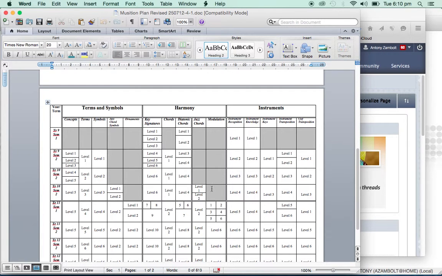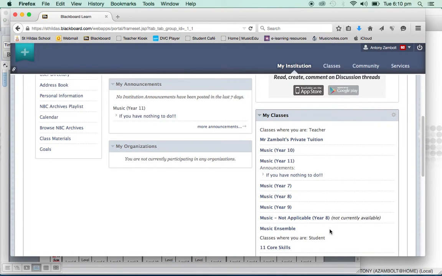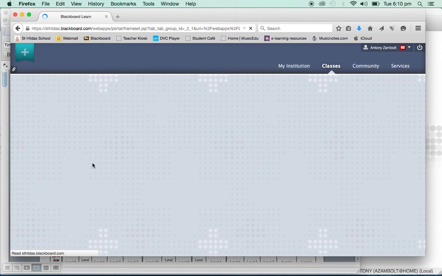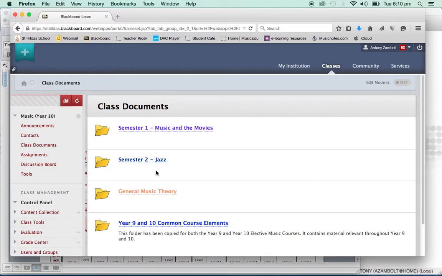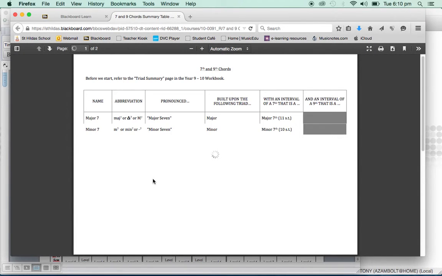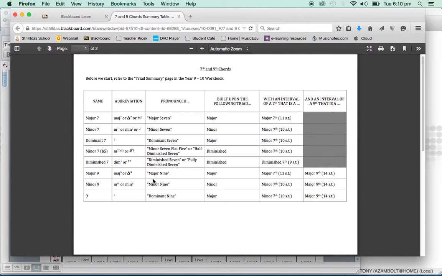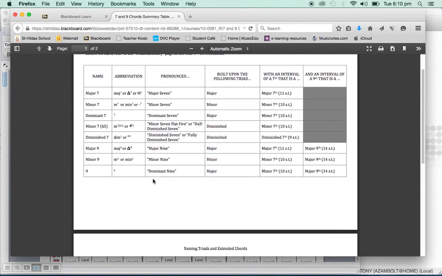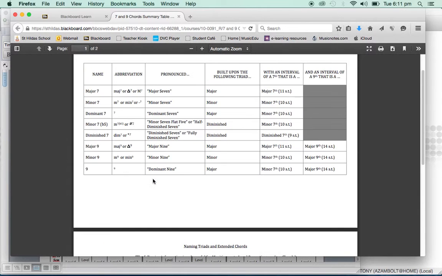Jazz chords level 2. Okay, this is a fairly tricky topic, and we've already discussed quite a bit on jazz chords when we looked at jazz chord symbols back here in level 2. I would also direct you to the Music Year 10 class documents. Go to the jazz folder and have a look at this 7th and 9th chord summary sheet. This sheet, just to remind you, is a very good summary of exactly how we create different kinds of triads.